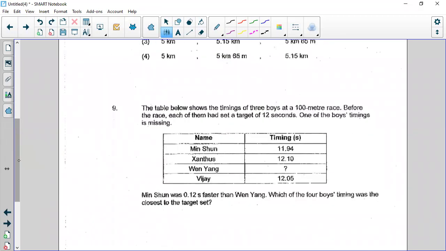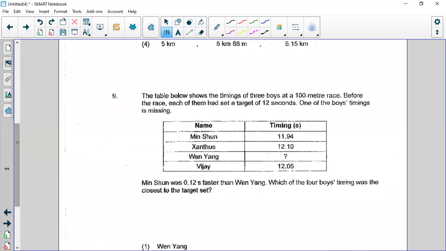Okay, let's go to question 9. Watch out for this one because it can be quite tricky. Why tricky? Now the table shows a timing of 3 boys. Before the race, each of them had set a target of 12 seconds. One of the boys' timing is missing. Ming Shun was 0.12 seconds faster than Wen Yang. So Wen Yang must be slower, right? So if Wen Yang is slower, what does that mean? It means that he takes a longer time.